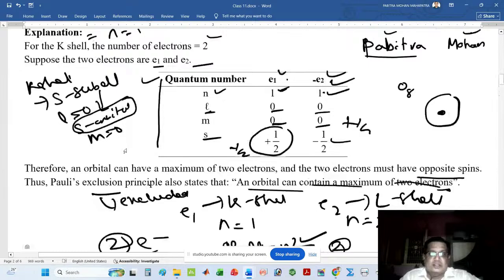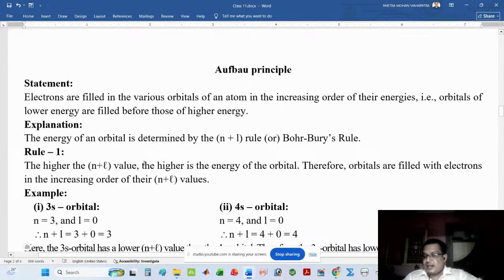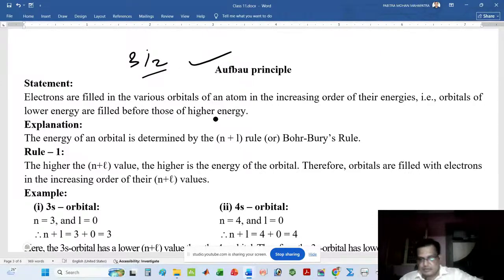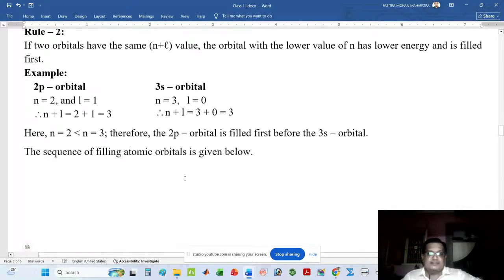This is all about Pauli's exclusion principle. Let me explain, and it is very important. This principle carries 3 marks, or sometimes 2 marks. State and explain the above principle. What is the principle? Let me show something.